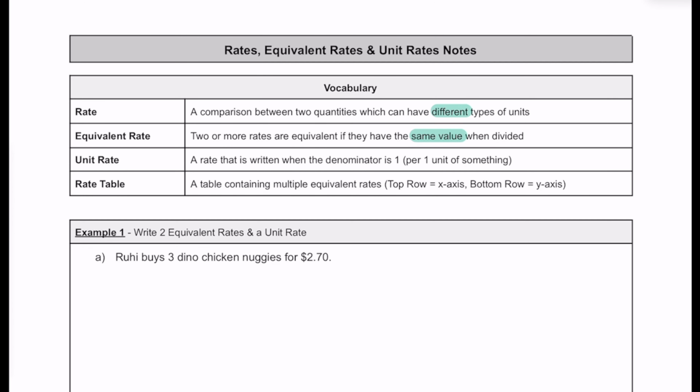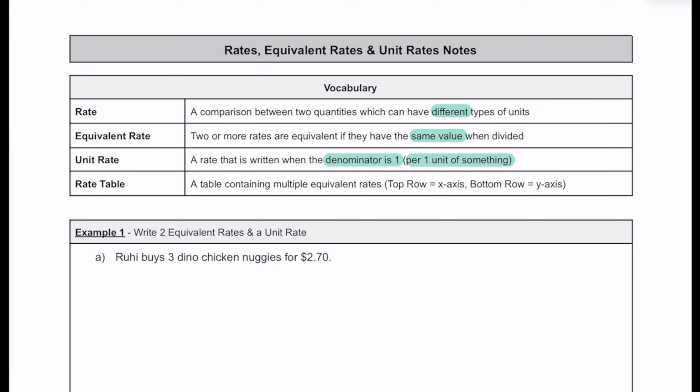All right. Next, we have a unit rate, which again is a specific type of rate, but this specific type of rate is when the denominator is 1, if it's written in fraction form, or we can just say it's per one of whatever that second unit is. All right. So if you have just say like $3 for 2 pieces of candy, that's a rate. But if you want it per one piece of candy, then it'll be $1.50 per one piece of candy. That would be the unit rate.